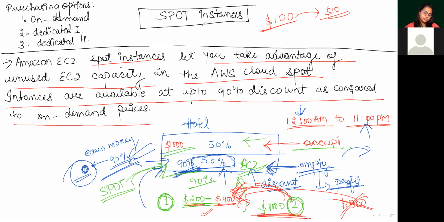And it can be for short term and long term? Yeah, it's obviously short term. As soon as a customer comes with a higher value, they will take it back and give it to them. It's good for irregular workloads.